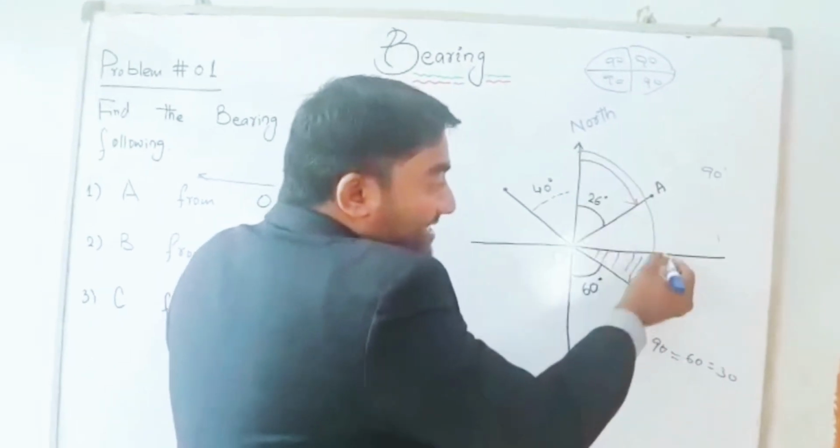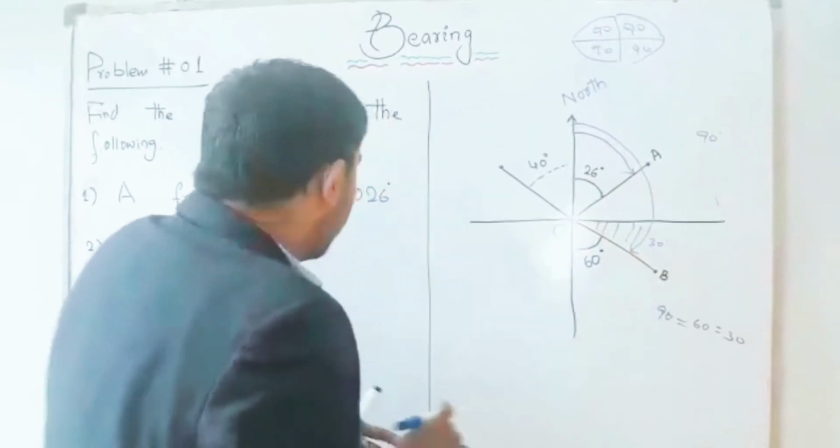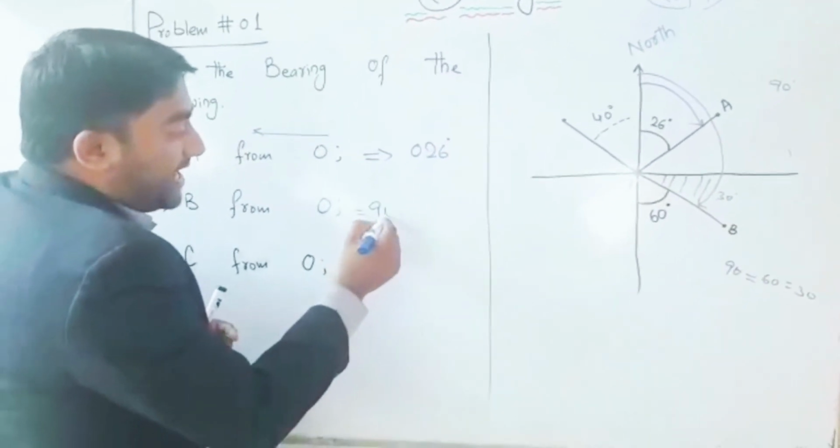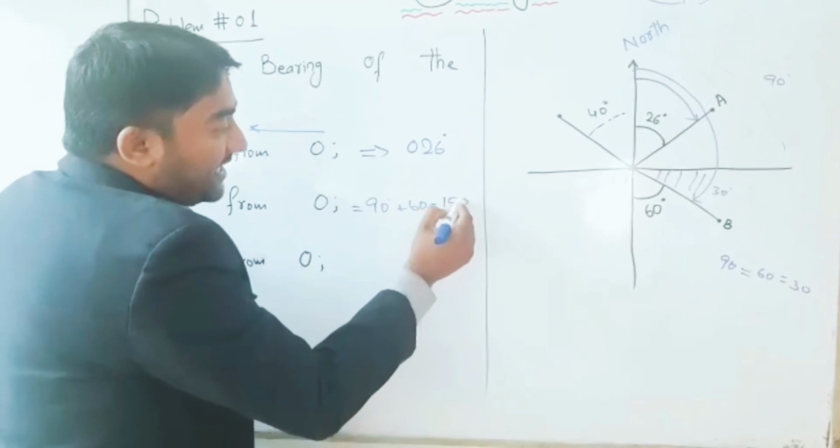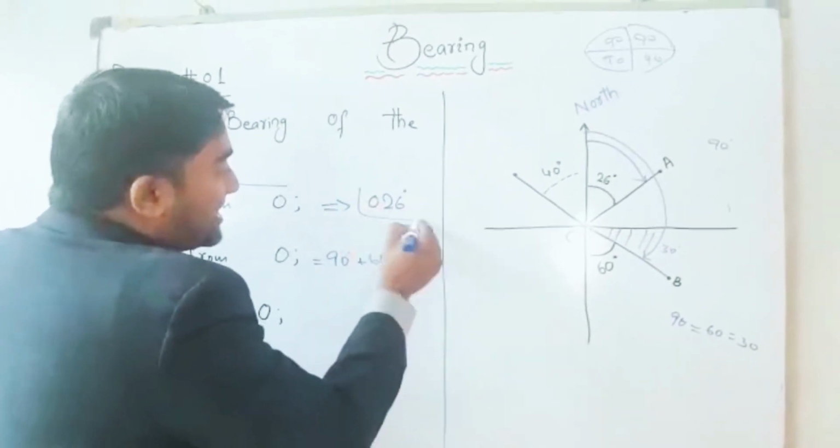So we know that this is 90 plus 60. The answer would be 150 degrees here. So this is the answer for the second part.